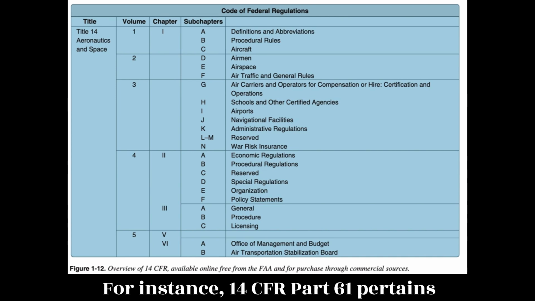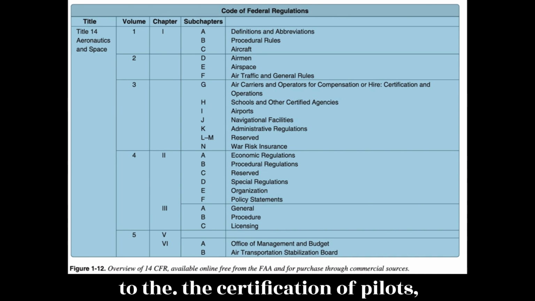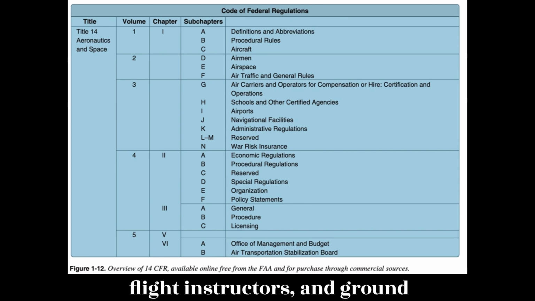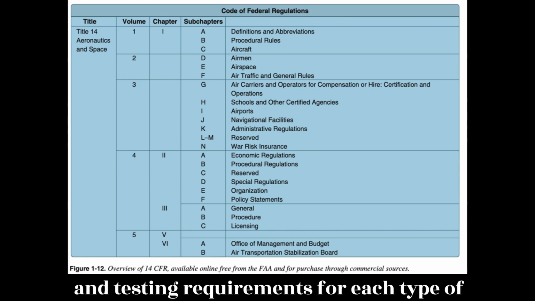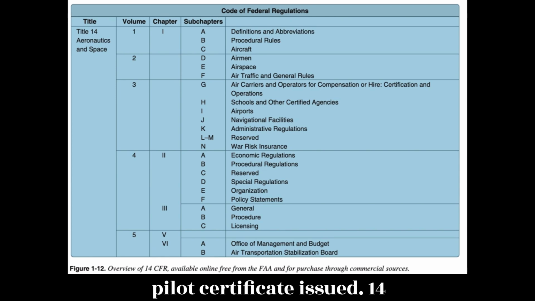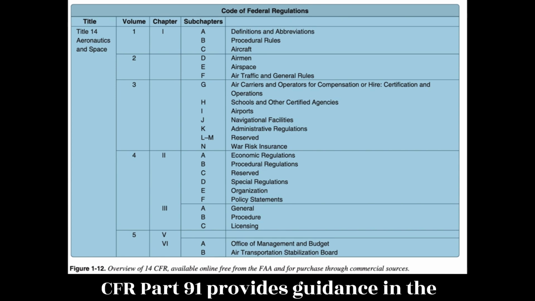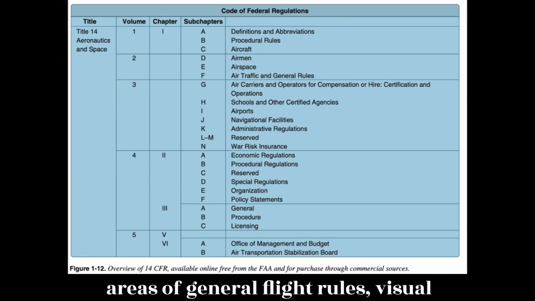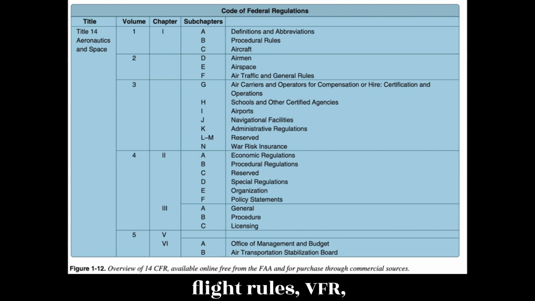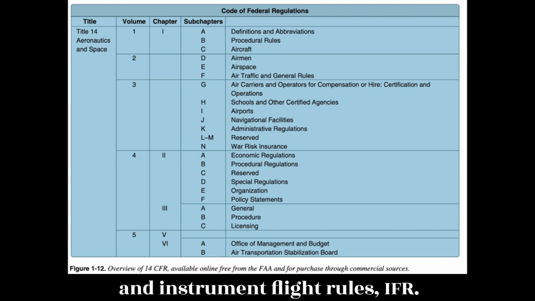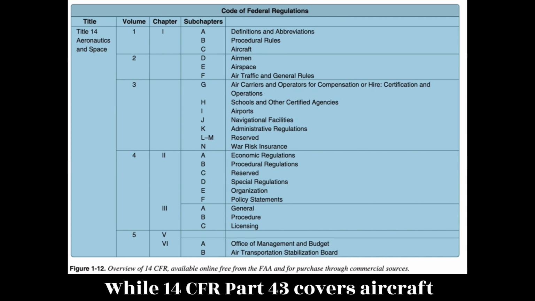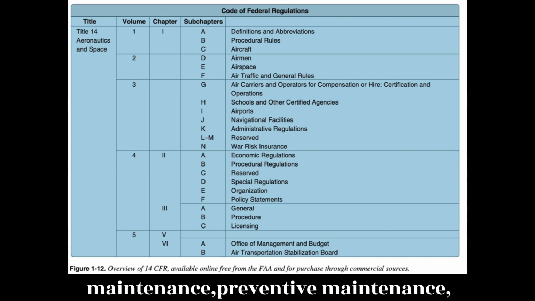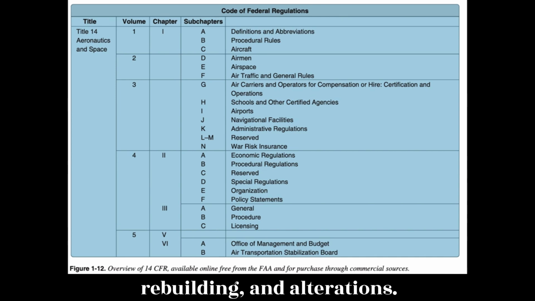For instance, 14 CFR Part 61 pertains to the certification of pilots, flight instructors, and ground instructors. It also defines the eligibility, aeronautical knowledge, and flight proficiency, as well as training and testing requirements for each type of pilot certificate issued. 14 CFR Part 91 provides guidance in the areas of General Flight Rules, Visual Flight Rules, VFR, and Instrument Flight Rules, IFR. While 14 CFR Part 43 covers aircraft maintenance, preventive maintenance, rebuilding, and alterations.